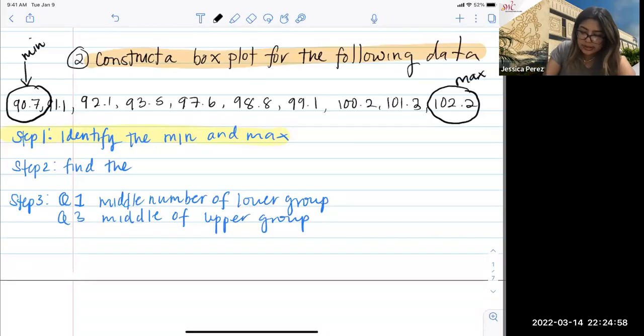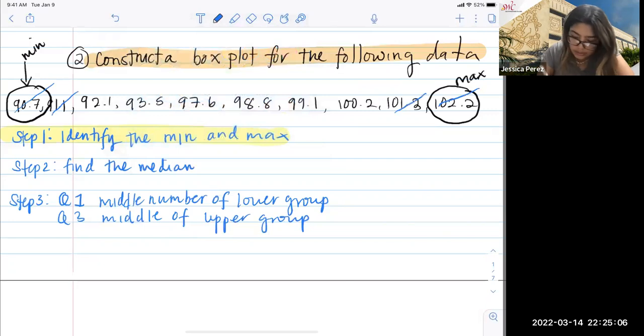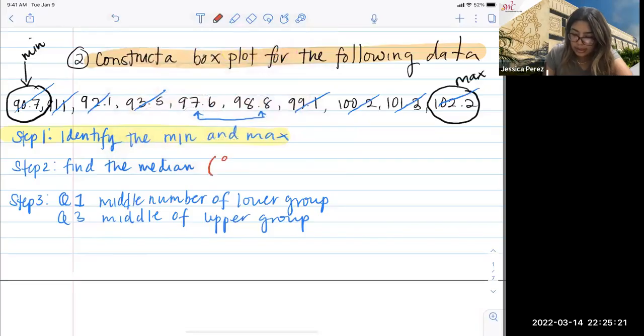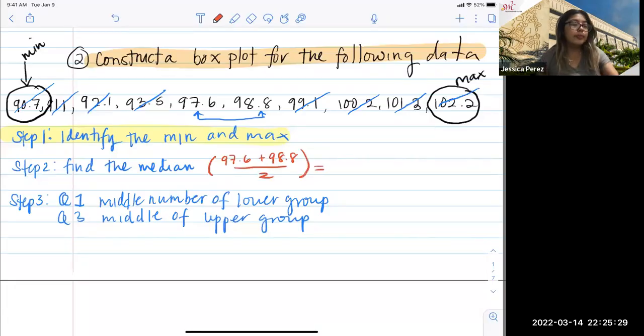So step 2 is to find the median of the data. To find the median, cross, cross, cross, cross, cross, cross, cross, cross. So I crossed 1, 2, 3, 4, 1, 2, 3, 4. There's 2 middle numbers in the data. So to find the median of this data, you add 97.6 plus 98.8, divided by 2. That should be your Q2. So your second quartile, your median, is also your second quartile.